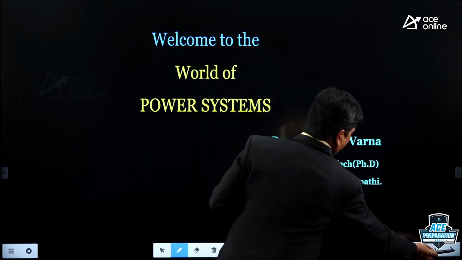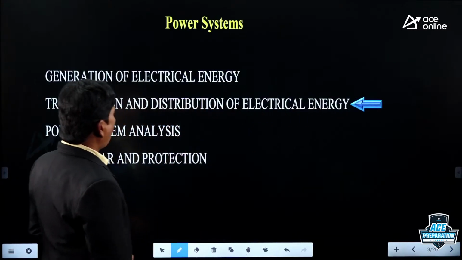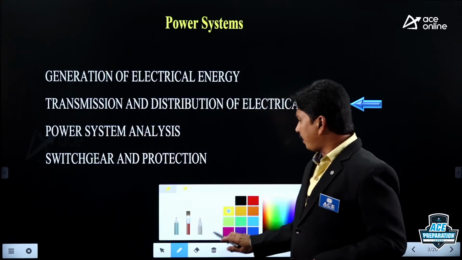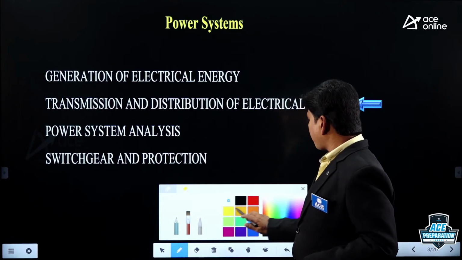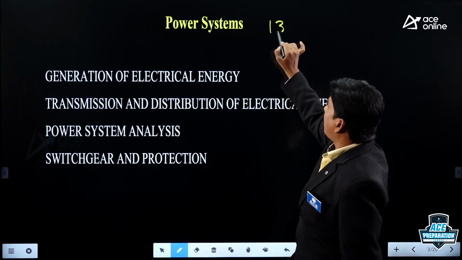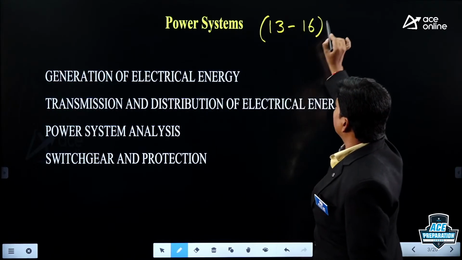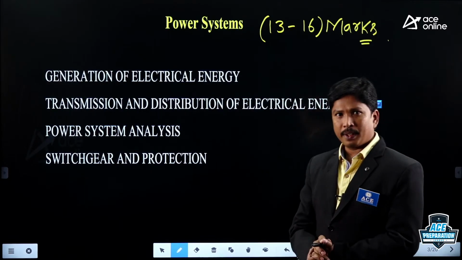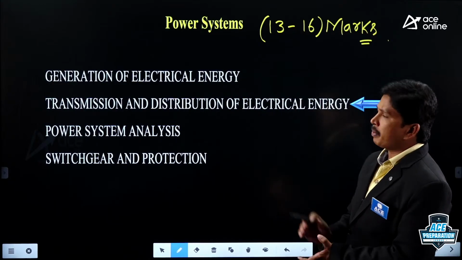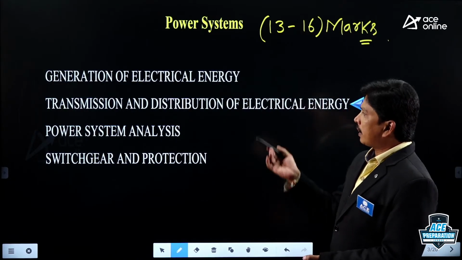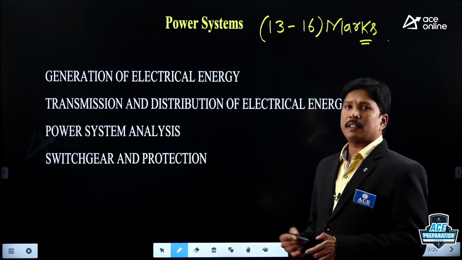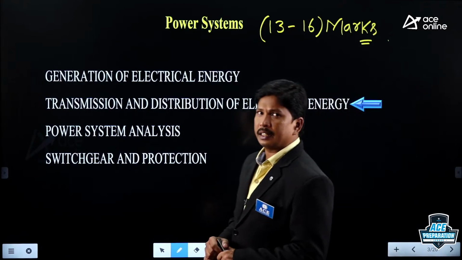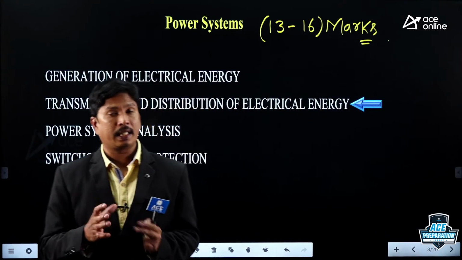And coming to the syllabus of power systems, this is the overall syllabus of power system. The power system majorly consists of 13 to 16 marks in GATE. The overall weightage of power system is 13 to 16 marks, in which we have generation of electrical energy, transmission and distribution of electrical energy, power system analysis and switchgear and protection. Coming to generation of electrical energy, we have very less syllabus, particularly in case of GATE.